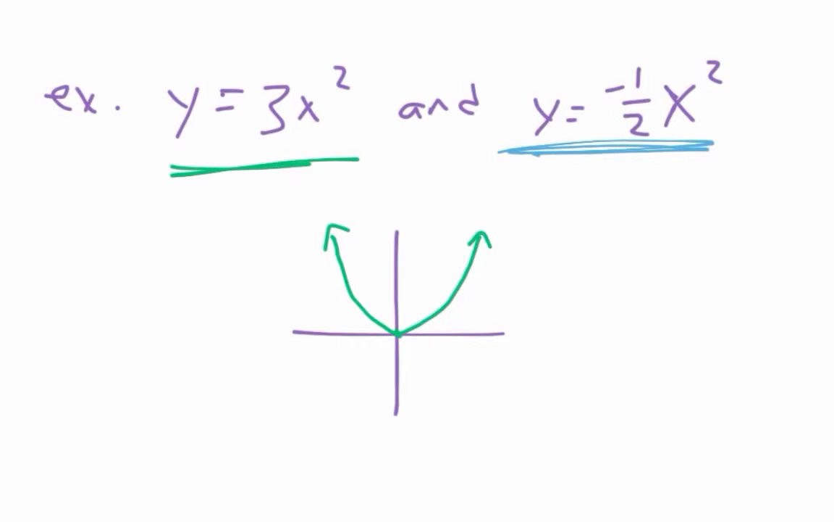If I have my y equals 1/2 x squared, that's wider, we said. What else do we know about it? It's down. Yeah. So y equals 1/2 x squared would be wider and down.